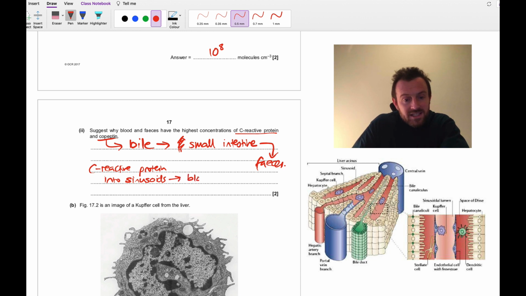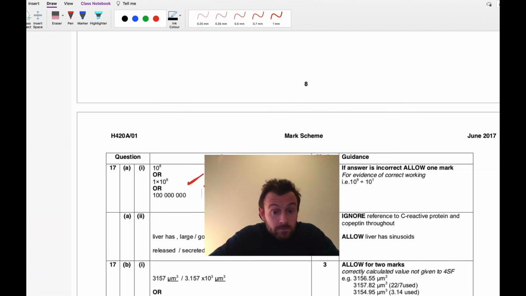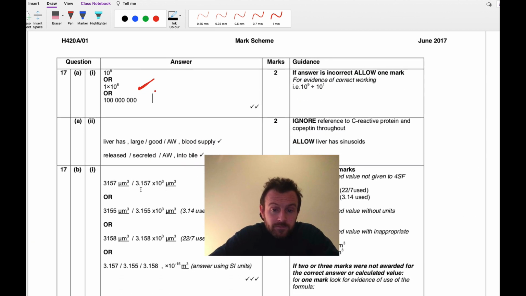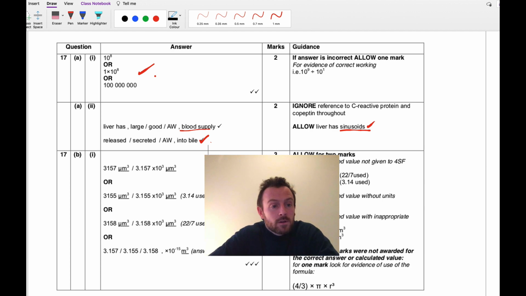So I think this question is testing us about our knowledge of the liver structure. So let's see if that's right. Yeah, okay, so sinusoids. Yes, I just got that mark. Sort of lucky there. I need to say it has a good blood supply, but sort of talking about the sinusoids and the fact that it's going into the blood, and copeptin is released into the bile. Okay, yeah, so good.